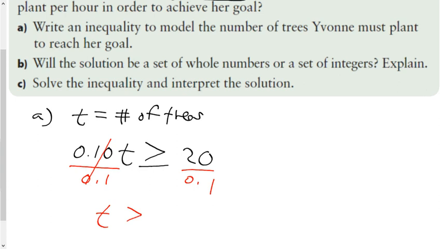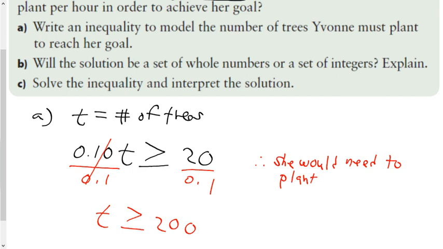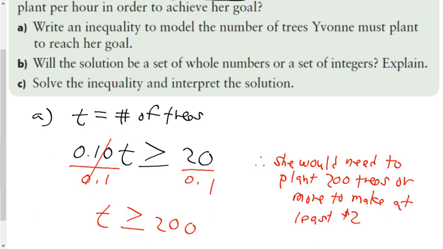So we now have this as our solution. 20 divided by, how many 10 cents are there in $20? There's 200. So there's our second thing, is solve it. And then finally, therefore, she would need to plant 200 trees or more to make at least 20 bucks per hour.